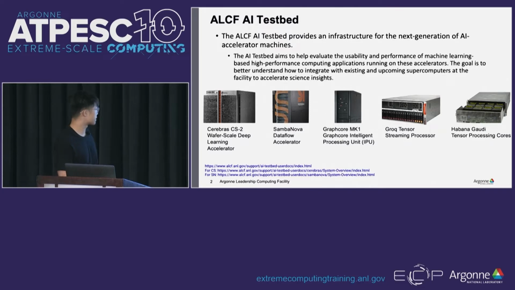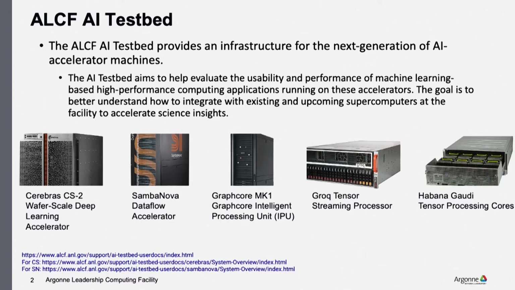The first one is the Cerebras CS-2, the wafer-scale deep learning accelerator, and this is a very large machine. The second one is the SambaNova dataflow accelerator, and the third one is the Graphcore IPU accelerator. The fourth one is the Groq tensor streaming processor. This one is best used for inference. And the last one is named the Habana Gaudi. This machine is from NVIDIA. Well, no, not NVIDIA, sorry, Intel.